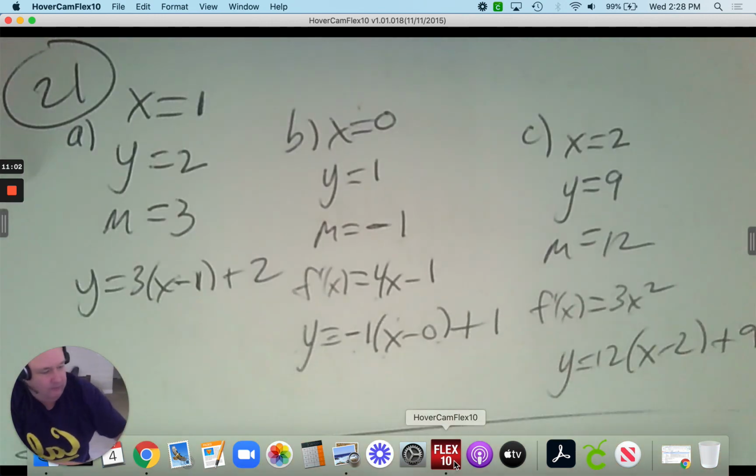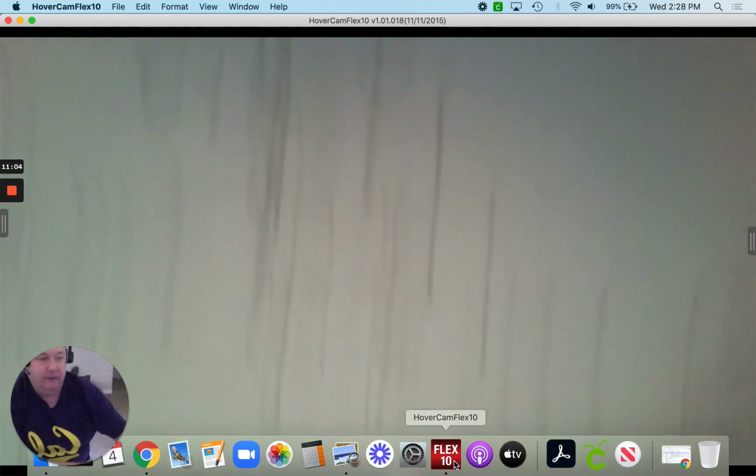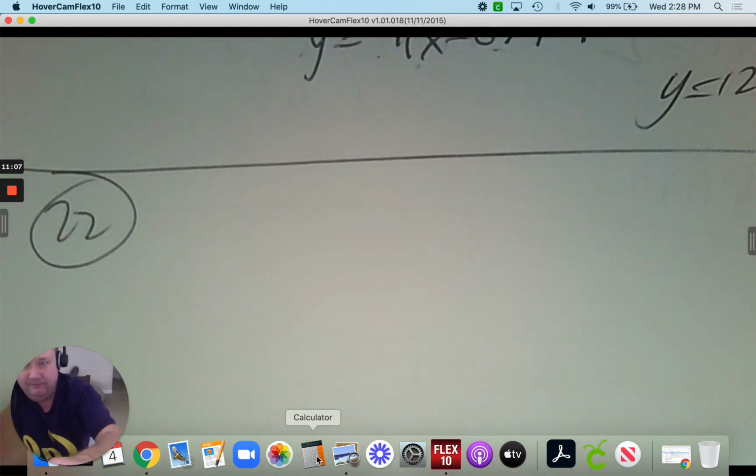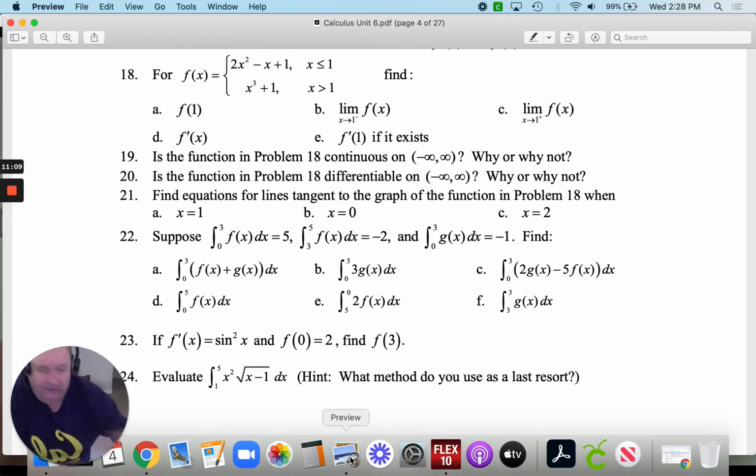All right, number 22. Here we go. So we're integrating from 0 to 3, f of x dx, and it's equal to 5. We're integrating from 3 to 5, f of x dx, and it's equal to negative 2. We're integrating from 0 to 3, g of x dx, and it's equal to negative 1. So there's a bunch of information I need to know, and then I'm going to answer a bunch of this. So let me just write them down.